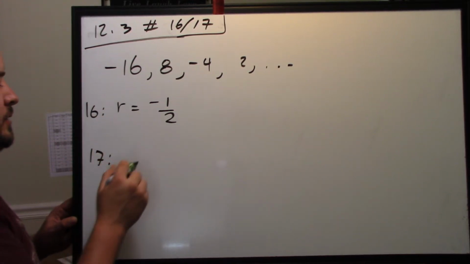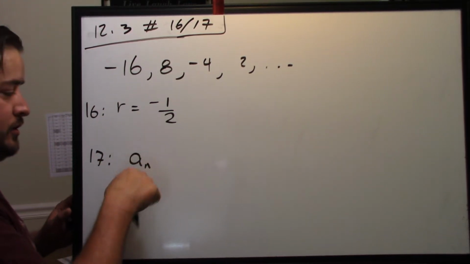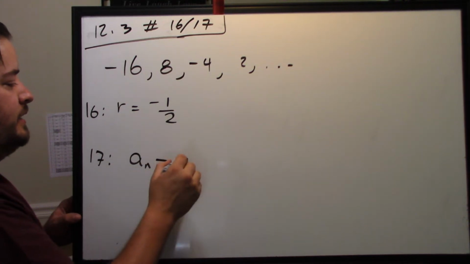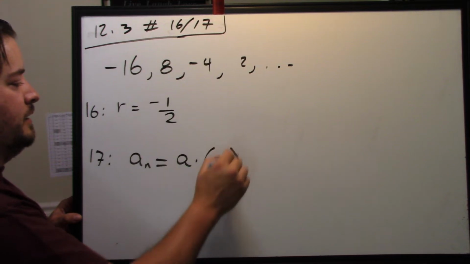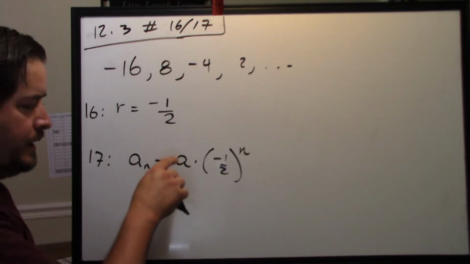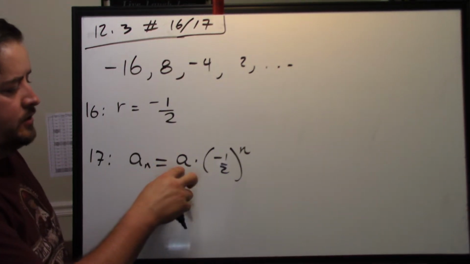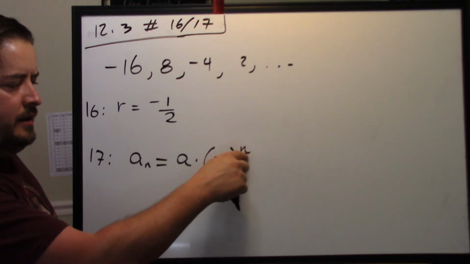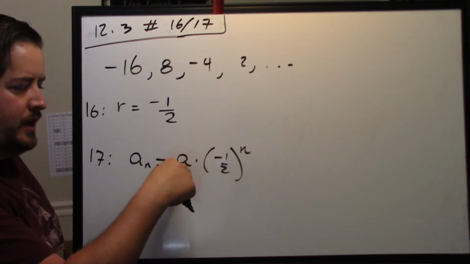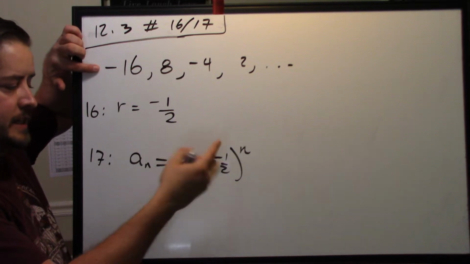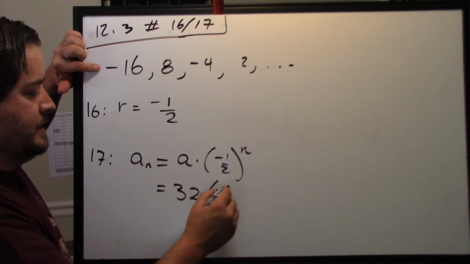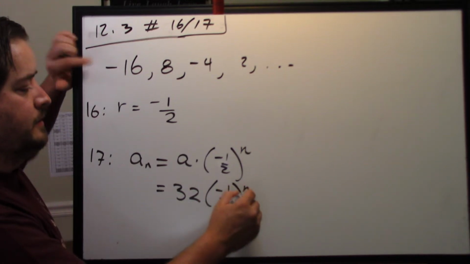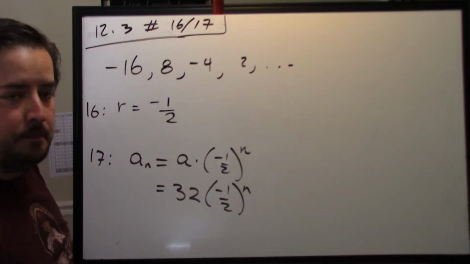17 asks for the nth term, the general term. And so that's some number multiplied by -1/2 to the N, right? Now I have to figure out what number is going to make this work. But if N is 1, I have -1/2, and so -1/2 of what number is -16, and that is of course 32. And again, this is correct, but it's not an option, right?